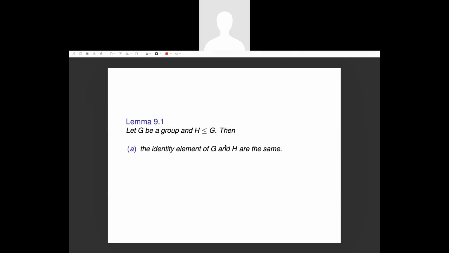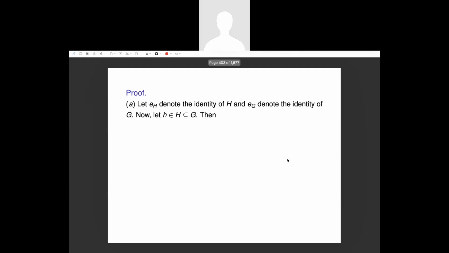The identity elements of G and H are the same, and the inverse of an element h in H, taken in H and taken in G, are the same. Because of the subset, the inverse of each element is unique. So by this property, we can clearly say that if h is an element of H, the inverse of h in H and the inverse of h in G are the same.